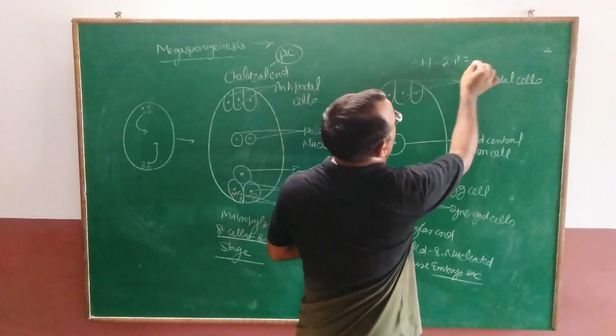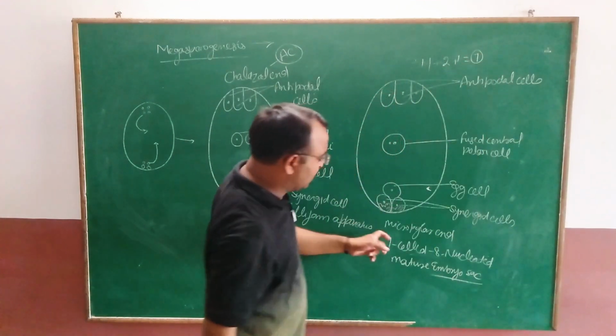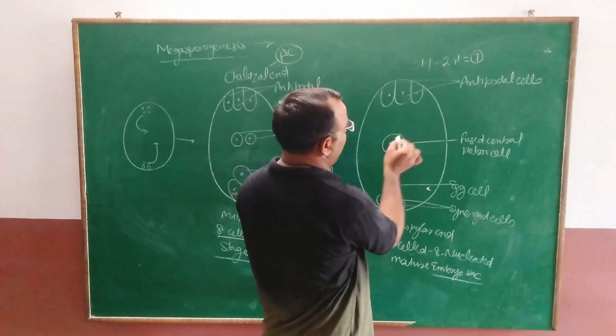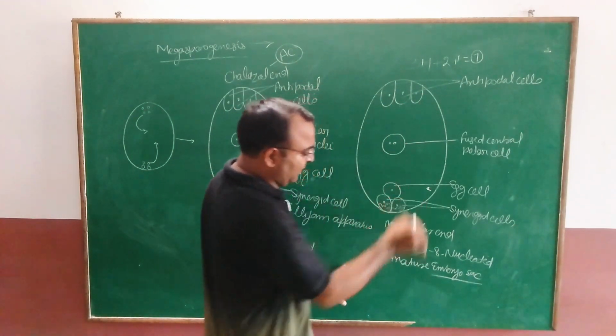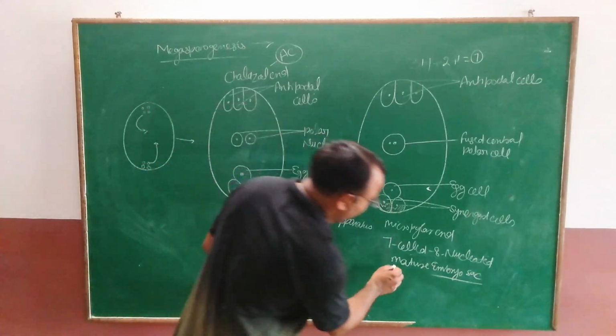So how many are the total? Total 3 and 2 is 5, and 2 is 7 cells. So it becomes 7 cells. 8 nucleated: 1, 2, 3, 4, 5, 6, 7, 8. So this is the 7 cell, 8 nucleated stage of the mature embryo sac.